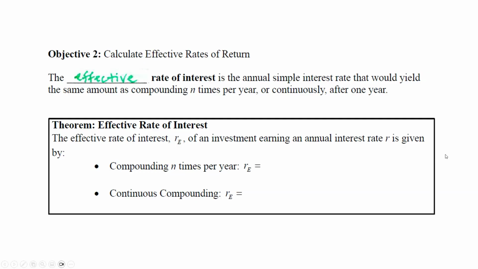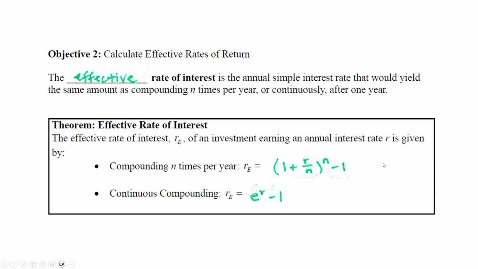Okay. So the theorem for the effective rate of interest states that the effective rate of interest R sub E of an investment earning an annual interest rate R is given by, when compounding n times per year, our formula 1 plus R divided by n, raised to the power n, minus 1, and when compounding continuously, E to the power R minus 1. Okay, so how do we use this? Well, we're going to calculate the effective rate for each option, and then we'll choose the highest one. That's how you would determine which one would be best.